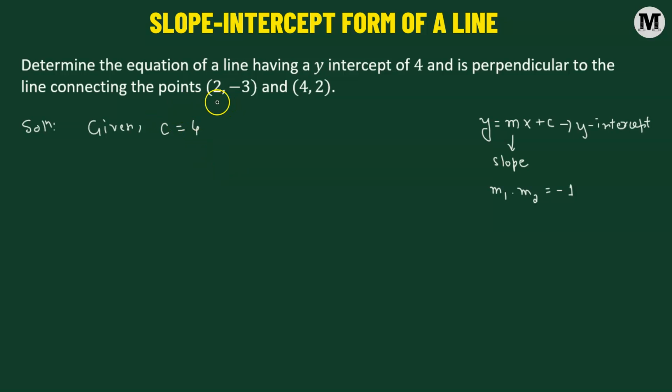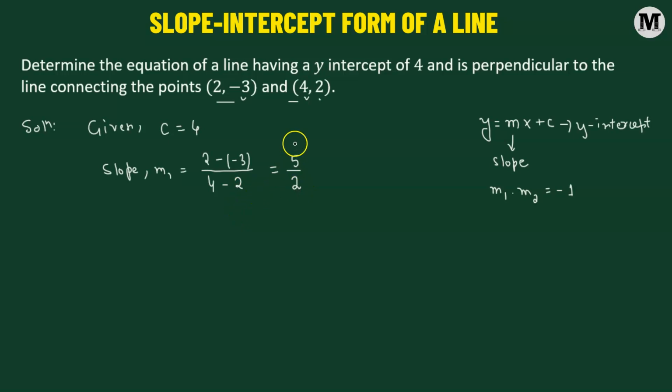Since we have the line formed by joining the points (2, -3) and (4, 2), we can easily find the slope of that line. Let's call it m1. We take the ratio: in the numerator we need the difference of the y coordinates, so we start with 2 and subtract -3, that is 2 minus -3. The denominator will start with 4 and subtract 2, so we have 4 minus 2. So this equals 2 minus -3, which is +5, over 4 minus 2, which is 2.